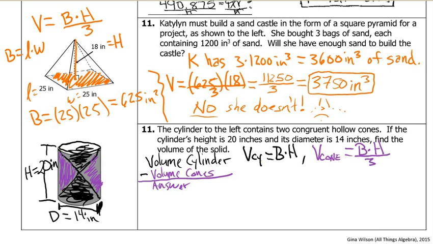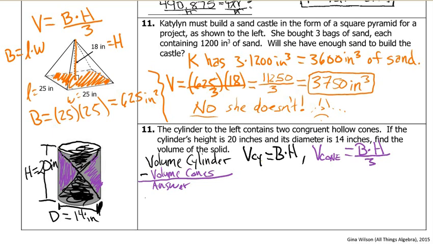Now here the bases can be shared since they're both the same circles. The height of the cones is going to be different because there are 2 cones, so we have to do one at a time and then add them, but we'll see. We'll figure this out. Alright, so let's do the easy one first. Let's do the cylinder.